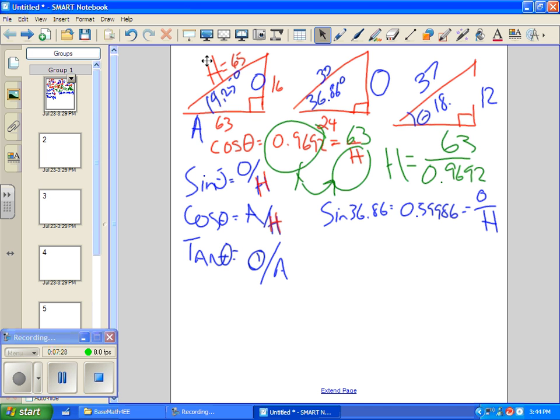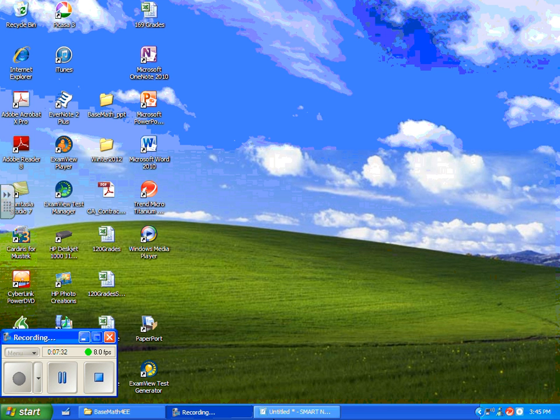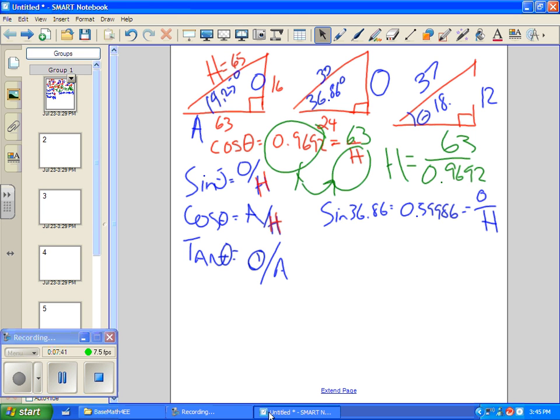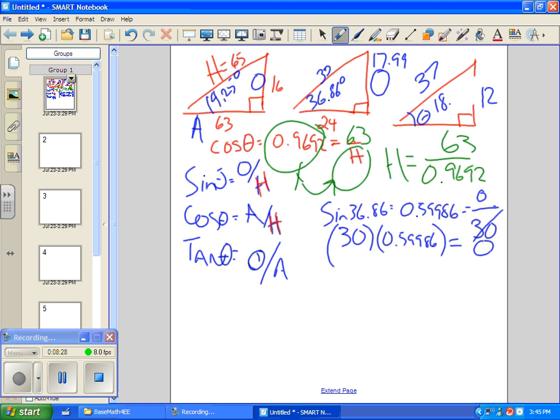Now we're looking for the opposite, but we know the hypotenuse. We're going to get rid of the hypotenuse because we have that. We're going to plug in the actual number we have, which is 30. So now we know that 0.59986 is equal to O divided by 30. So if we just multiply both sides by 30, you've got 0.59986 still in your calculator, right? So just multiply that times 30, because on this side that's going to drop out, and we're going to be left with just O. So 30 times 0.59986 is? You could probably call that 18.